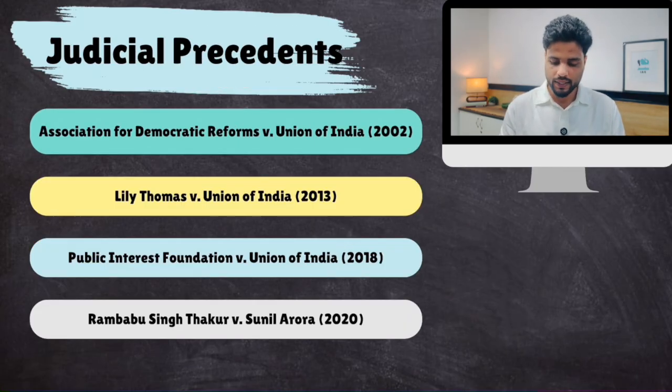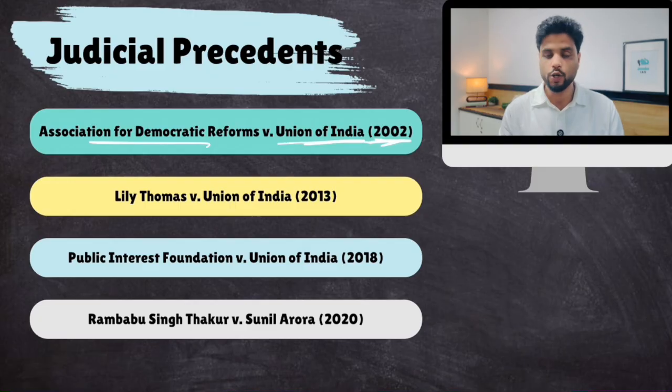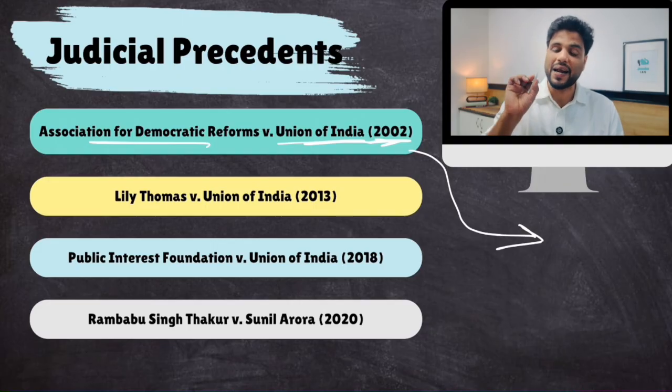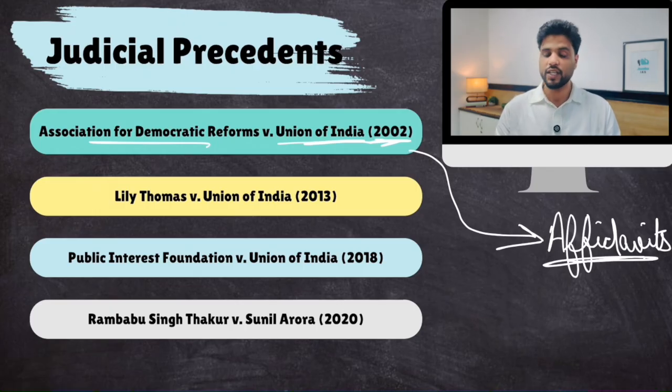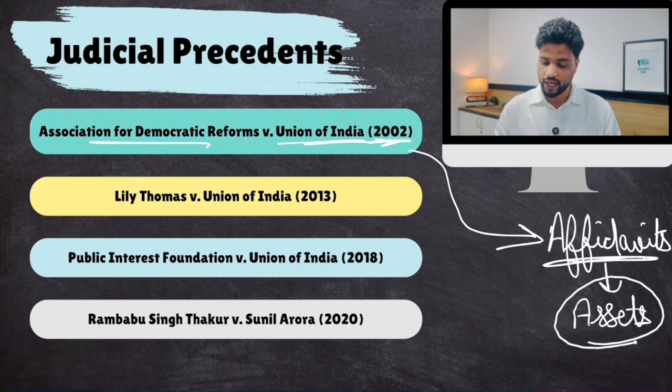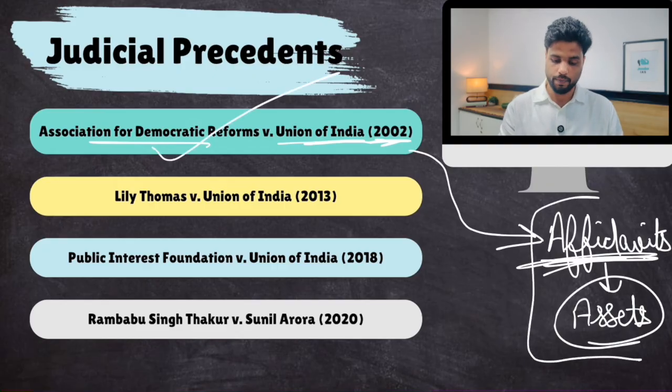Number 1 is Association for Democratic Reforms versus Union of India in 2002. In this case, the Supreme Court made it mandatory for all politicians to file affidavits in which they disclose not just criminal cases against them, but also their financial assets. You need to disclose everything: how much wealth you have, how many criminal cases there are. This is part of people's right to know, right to information. So file everything. This was made clear.